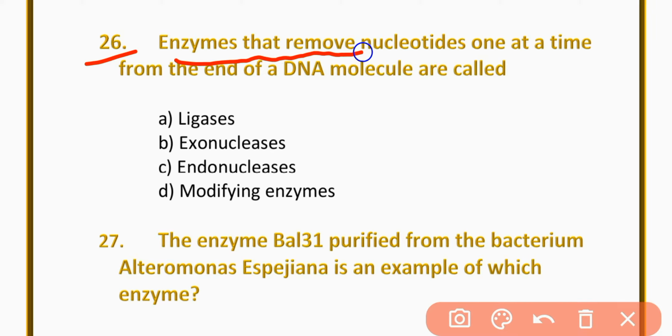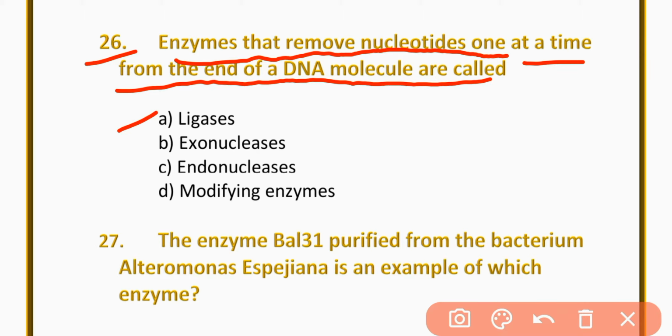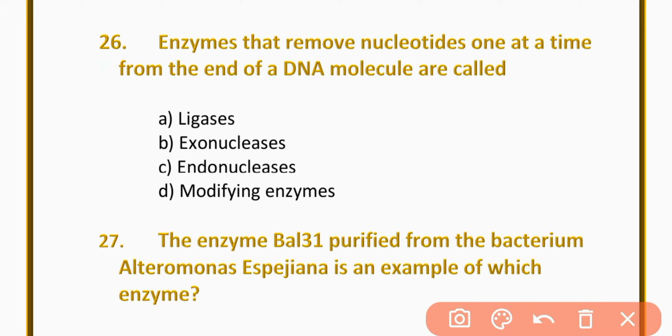MCQs 26. Enzymes that remove nucleotides one at a time from the end of DNA molecules are called ligases, exonucleases, endonucleases, modifying enzymes. The correct option is option B, exonucleases.